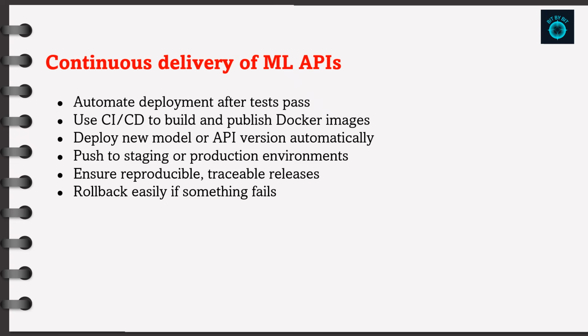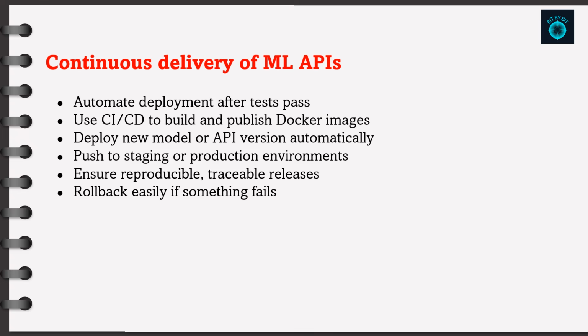We can also push to staging or production environments. Staging is used for internal testing, a safe space to confirm everything works. When the checks pass, the pipeline automatically deploys the same version to production. So what you tested is exactly what runs for real users.